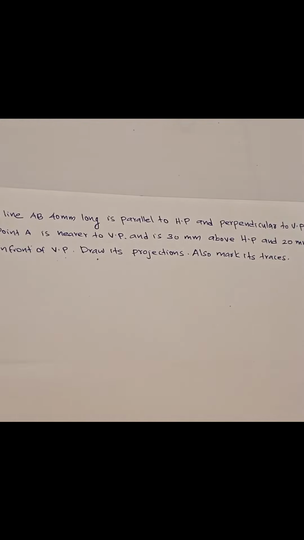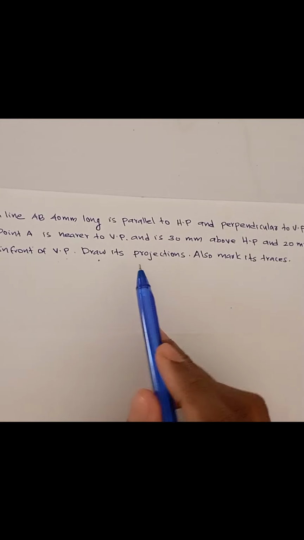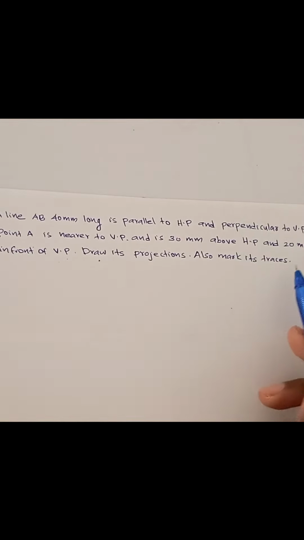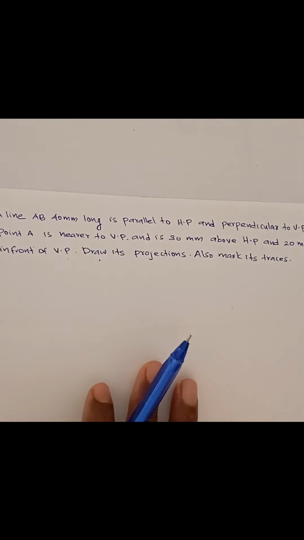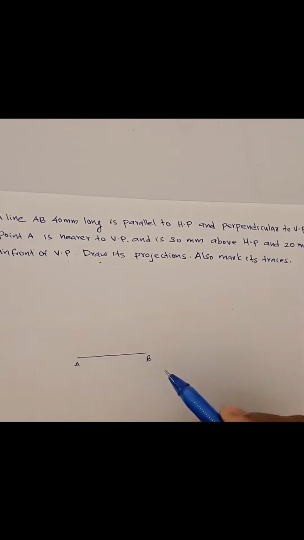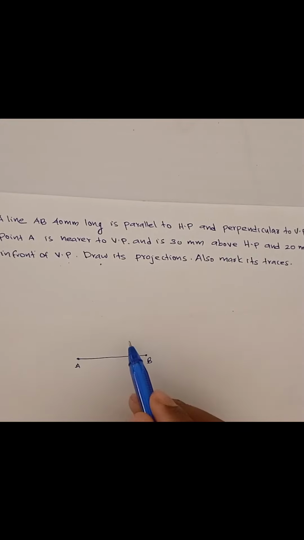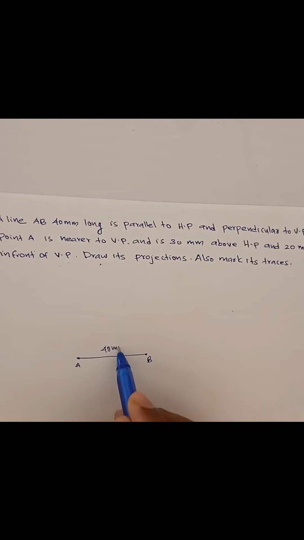So here it's a question about projection of lines, and you have to draw its projection and also mark its traces. First you have to understand what a line is. A line has two endpoints, here named A and B. Its length is 40 mm, in millimeters.